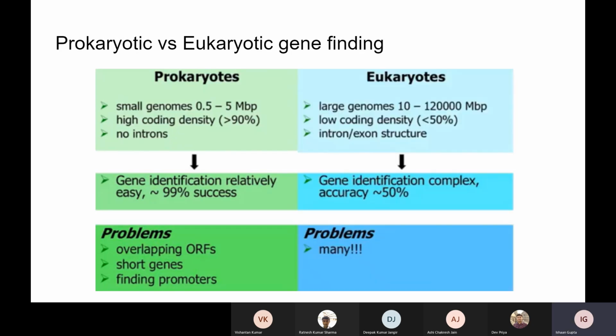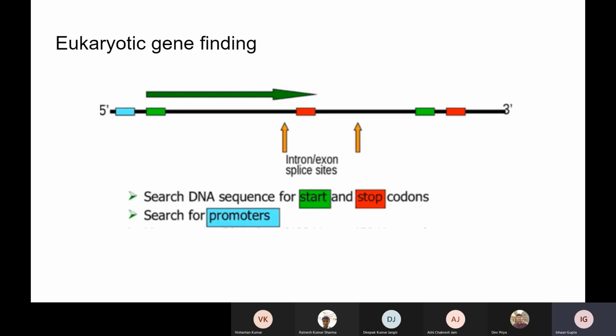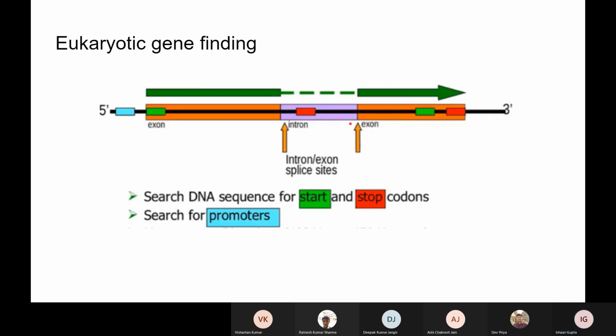But if you implement the same ideas for eukaryotic genomes, which are much larger and have much less coding density, you would have problems with intron-exon structure. Therefore, the identification accuracy is much less, about 50% only, and you have many more problems. So a eukaryotic gene finding algorithm, beyond finding start and stop codons and searching for promoters, would also have to search for intron-exon splice sites between each open reading frame, and then come up with the annotation of exactly where the exons and introns lie.